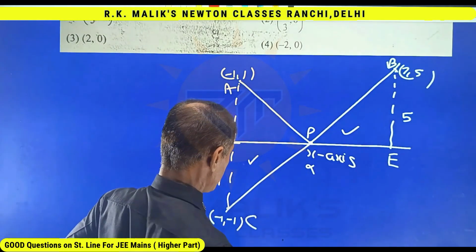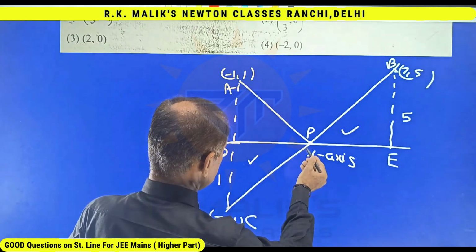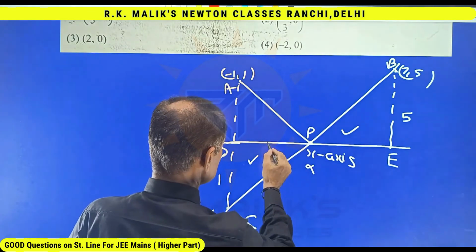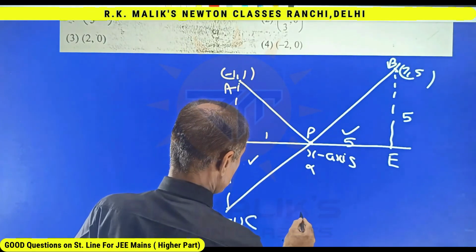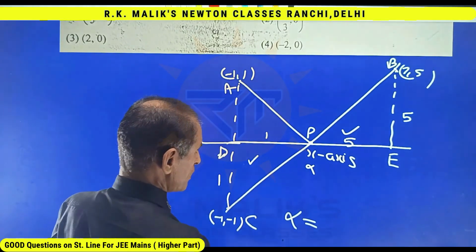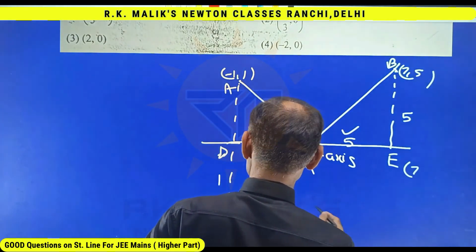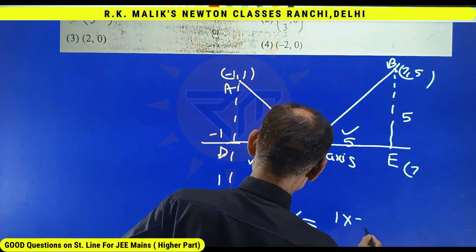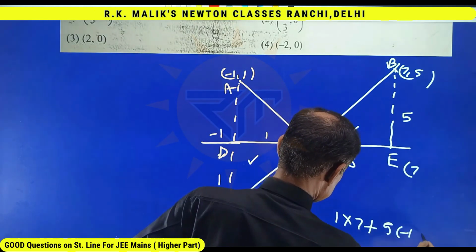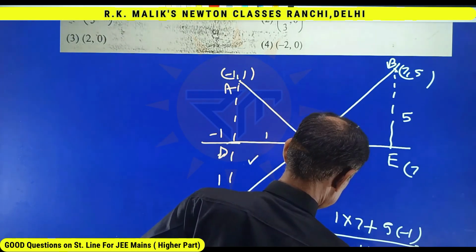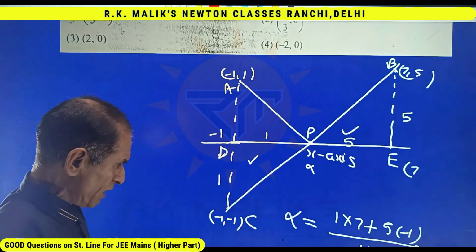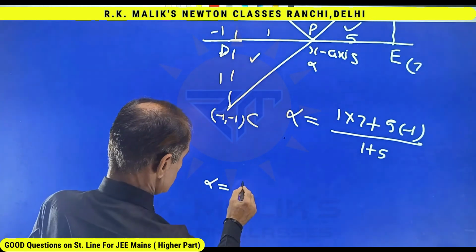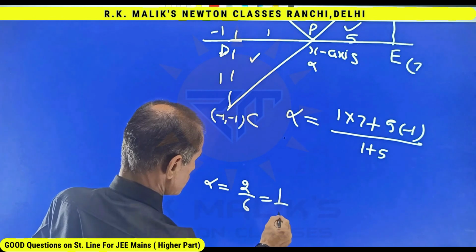And suppose this point has x coordinate alpha, clearly means the point P divides the line joining D and E internally in the ratio 1:5. Therefore alpha is equal to, clearly the x coordinate of this is 7, the x coordinate of this is minus 1. So (1 into 7 plus 5 into minus 1) upon (1 plus 5) is the value of alpha. That is, alpha is equal to 2/6, that is 1/3.